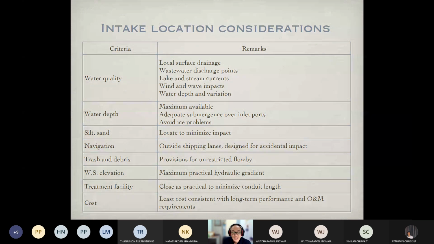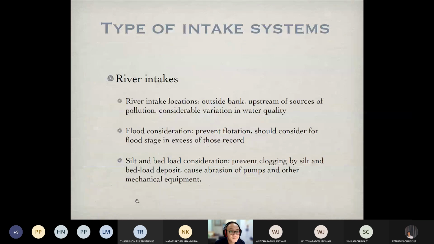Treatment facilities should have the least cost consistent with long-term performance, and operations and maintenance costs may be required. We need to consider this factor. The river intake location should be outside the bank and upstream of the sources of pollution. We need to consider the variations in water quality and water quantity, or the water level.